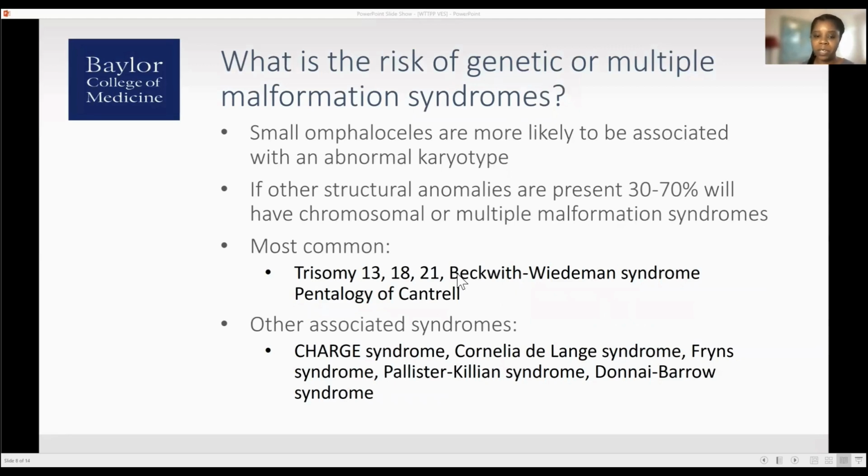The most common genetic and multiple malformation syndromes are trisomy 13, 18, 21, Beckwith-Wiedemann syndrome, and pentalogy of Cantrell. There are also many, many other single gene disorders associated with omphalocele. A short list here is CHARGE syndrome, Cornelia de Lange, Fryns, Pallister-Killian syndrome, and Denys-Drash.